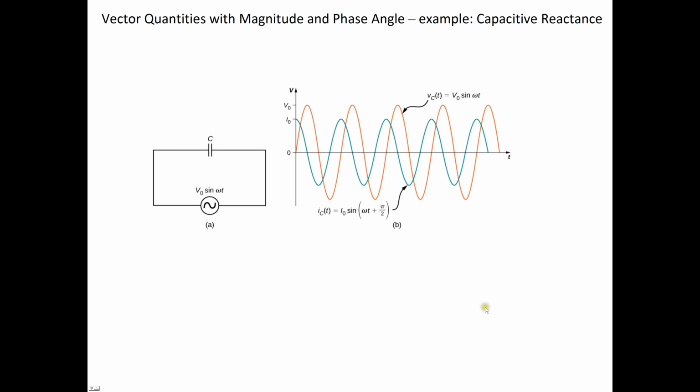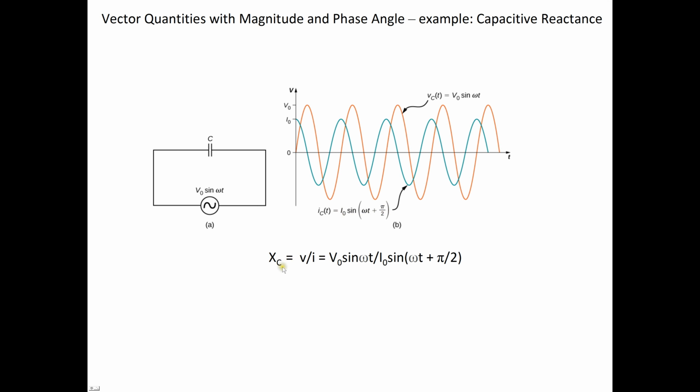However, if we look at a capacitor, in a capacitor the current waveform leads the voltage waveform by 90 degrees or pi over 2 radians. So if we represent again the voltage waveform as V0 sine omega t, then the current waveform is I0 sine omega t plus pi over 2, because the current waveform leads, it's 90 degrees or pi over 2 radians ahead of the voltage waveform.